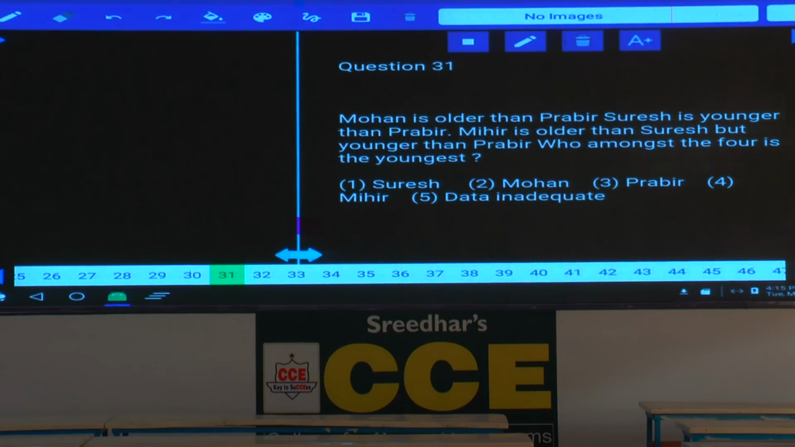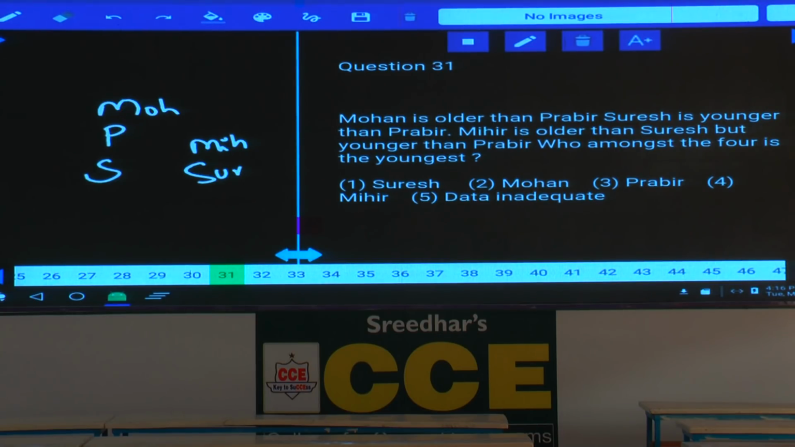Now question number 31, Mohan is older than Prabir. Now this Mohan older than Prabir can be represented like this. Suresh is younger than Prabir. And Mihir is older than Suresh, but younger than Prabir.